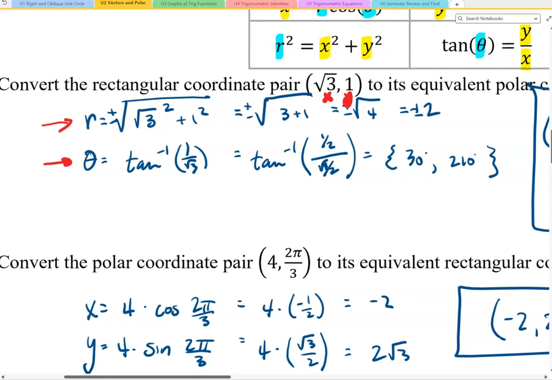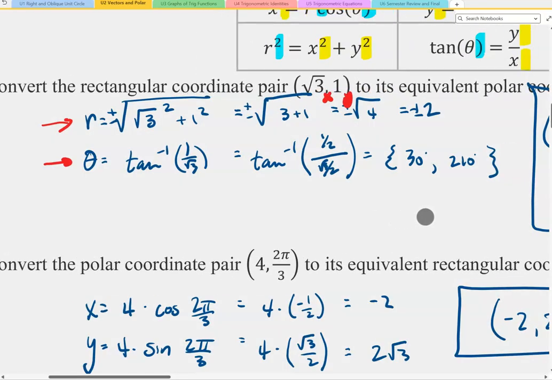R by itself would be the square root of x squared plus y squared. Now, since the square root sign wasn't really part of the equation to begin with, we have to be prepared for both positive and negative solutions, and after we work that out, we get positive or negative 2. For tangent inverse of 1 over root 3, because that's my y value divided by my x value, I don't know where 1 over root 3 is on the unit circle, so I can imagine that as the coordinates 1/2 over root 3 over 2.